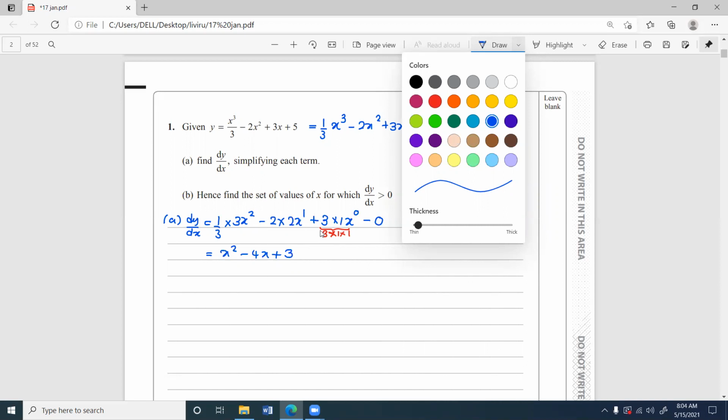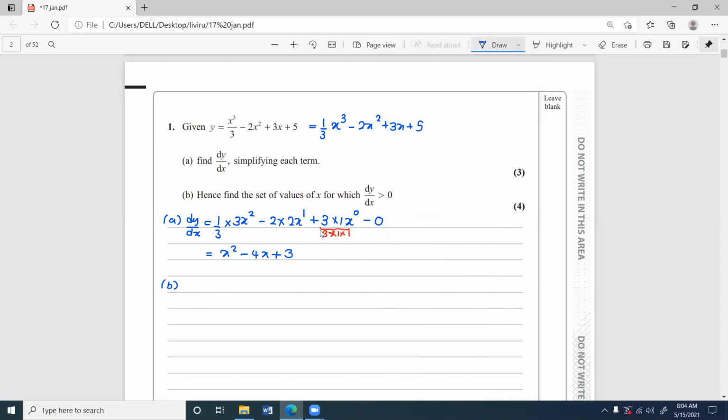Then when you come to part B, it's not a hard question. Hence find the set of values for which dy by dx is greater than 0. Sometimes, instead of giving this, they can ask about the function being increasing. If the function is increasing, it means dy by dx is greater than 0. The function is decreasing means dy by dx is less than 0, right?